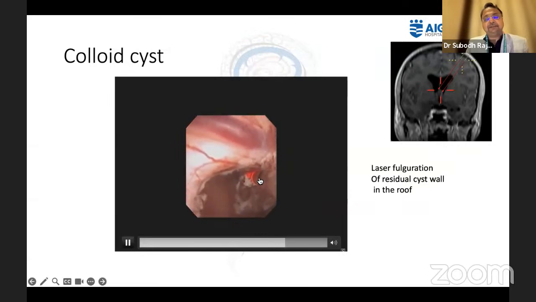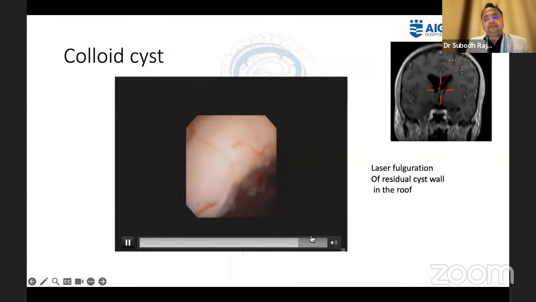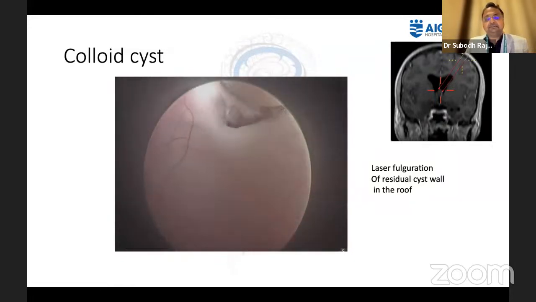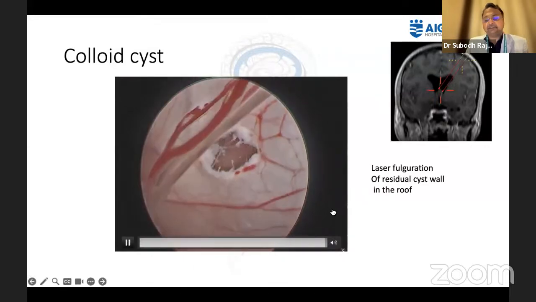That's the opposite side choroid plexus. You can coagulate that. So this is the thulium laser which we use, and at the end of that, we do a septostomy. And inspect the opposite side, everything is fine. That ends the part of the surgery.